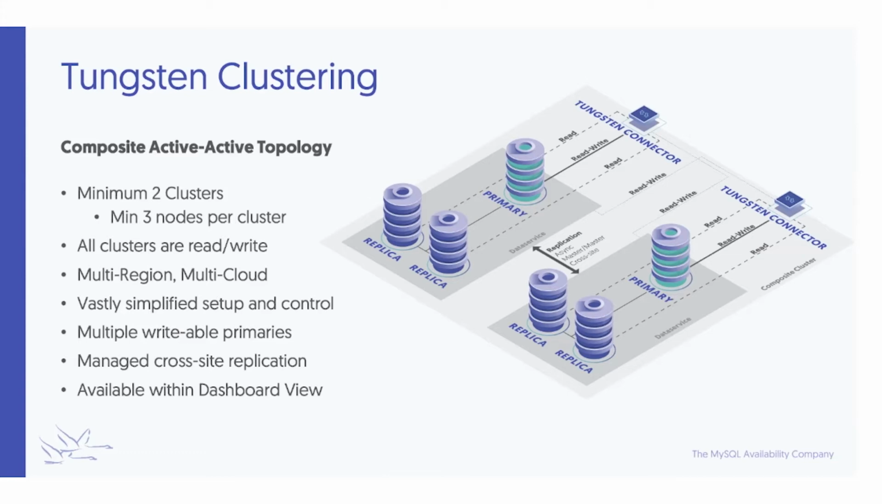So minimum 3 nodes. Now, all clusters are read and write, so each one has an active primary database server. We can deploy these clusters multi-region, so we can pick a cloud provider and deploy a cluster in various regions. Also, we can mix and match clouds. So we could have one cluster, say, in Amazon and another cluster in Google Cloud, and maybe a third cluster in Microsoft Azure. It's kind of mix and match, and you pick what works for you in whatever site you're deploying to.